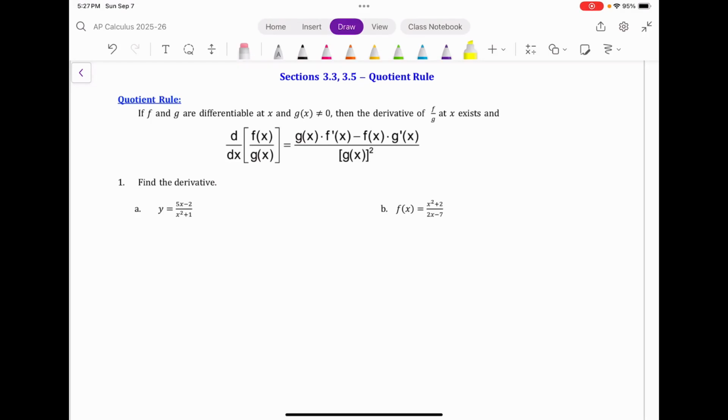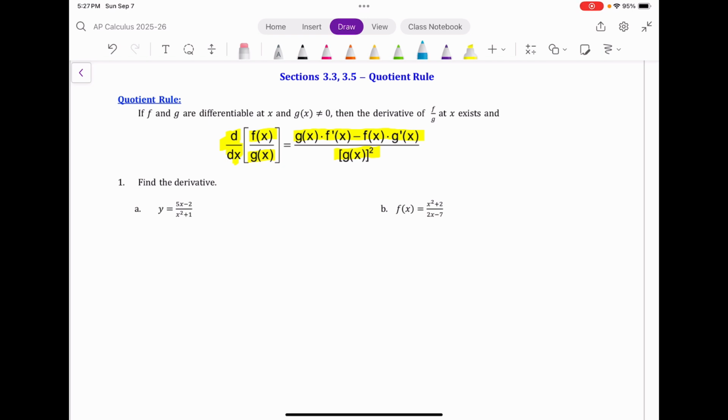All right, so the next derivative rule we're going to focus on is the quotient rule. This allows us to take the derivative with respect to x of f of x over g of x. So the rule is as follows: you take the denominator function times the derivative of the numerator, subtract the numerator function times the derivative of the denominator, all over the denominator squared.